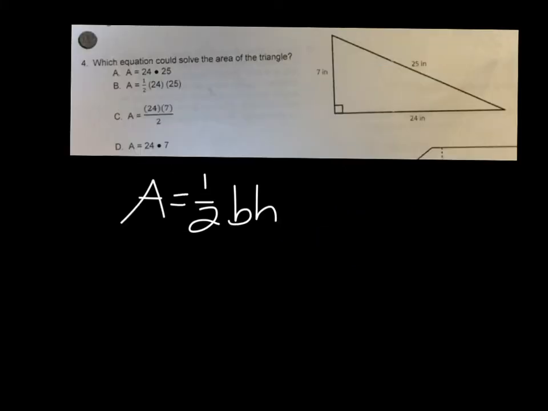Which equation could solve the area for a triangle? So we know the formula is A equals 1/2 BH. The base would be 24 and the height would be 7. So we don't even really have to solve it, we just have to figure out which equation is correct. We know that 25 is extra information, so we can eliminate choice A and choice B. We also know that after we multiply the base and the height, we would have to divide by 2 or find half of it. So letter C is the correct choice, and we can eliminate D.